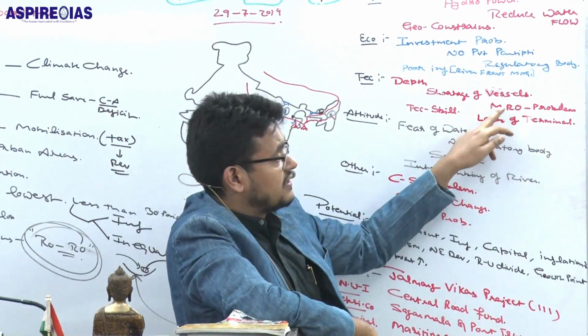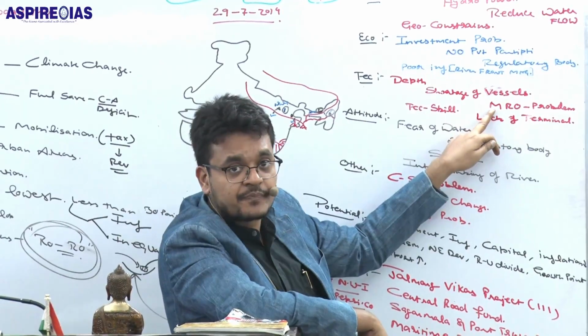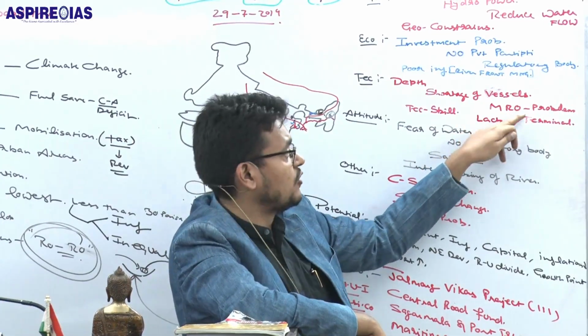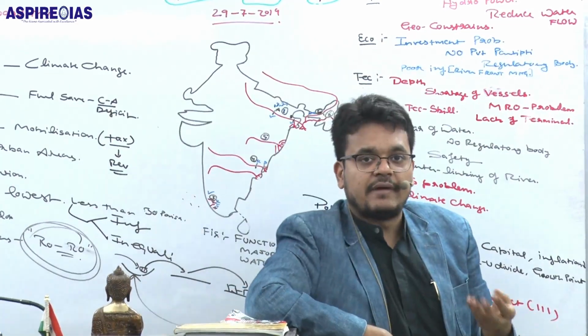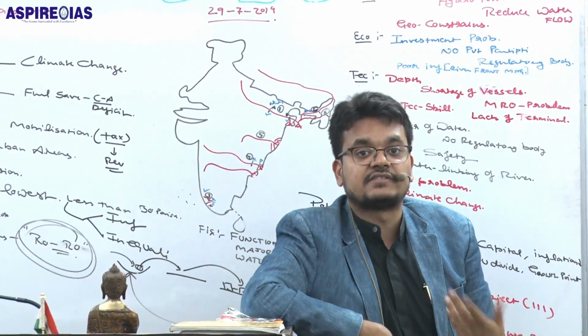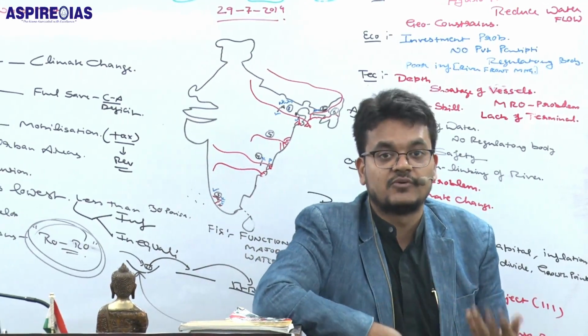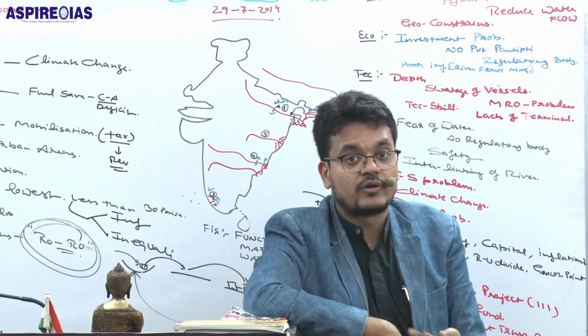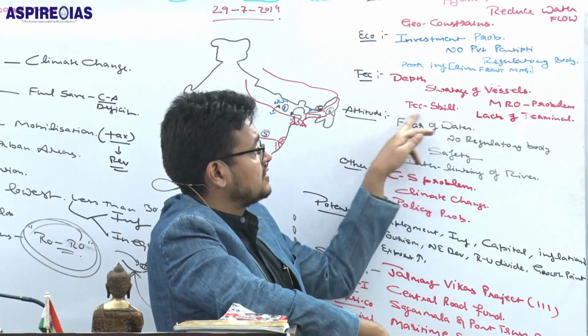Then MRO, this is a very important part. Say it: maintenance, repair and overhaul. Still we are poor in maintenance, repair and overhaul facilities. If a ship breaks down, how will it be fixed? That is maintenance, repair and overhaul. Then we are having the technological skill problem.